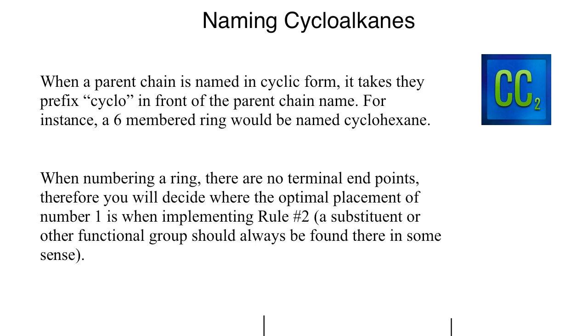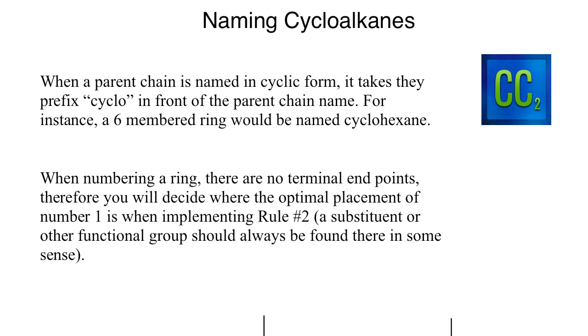Now when you're numbering a ring, this is a little bit different. There are no terminal endpoints, right? So when we normally number carbon chains, we start at 1 point and we go 1, 2, 3, 4, all the way up until we hit the other end that we determine to be the longest carbon count. When you're in a cyclic form, there's no start or end. It's just roundabout. And because you have no terminal endpoints, you, as the viewer, will decide where the optimal placement for number 1 begins. It can be anywhere in the ring, provided you're following Rule 2.